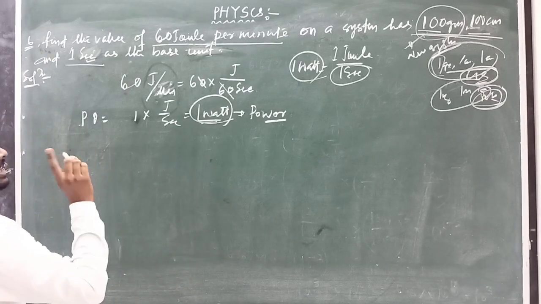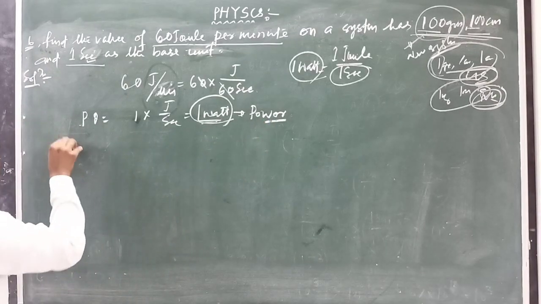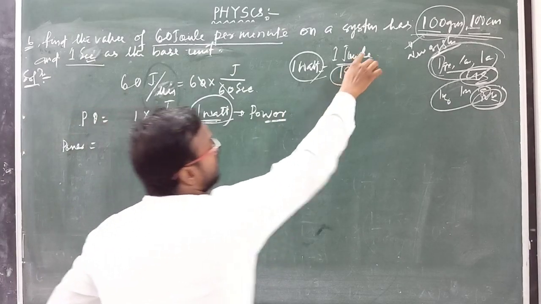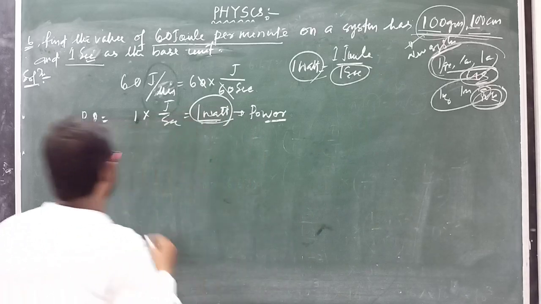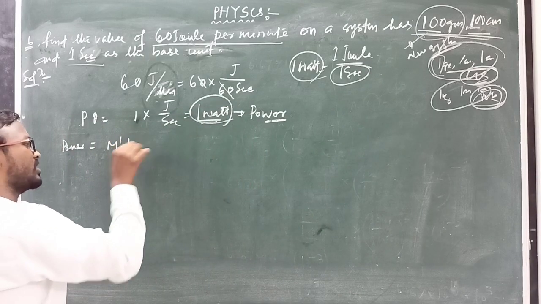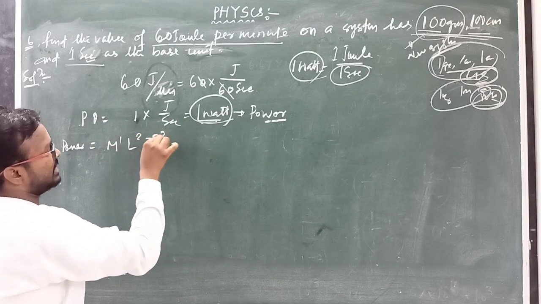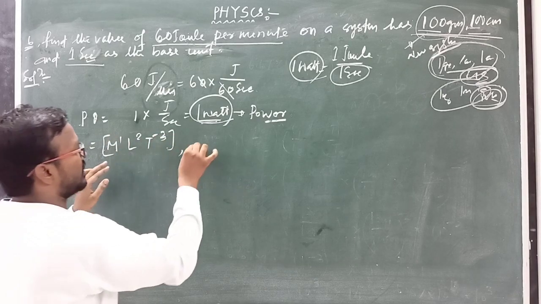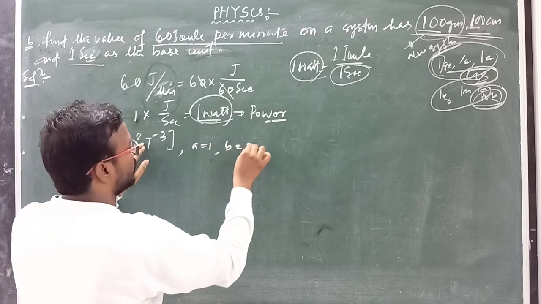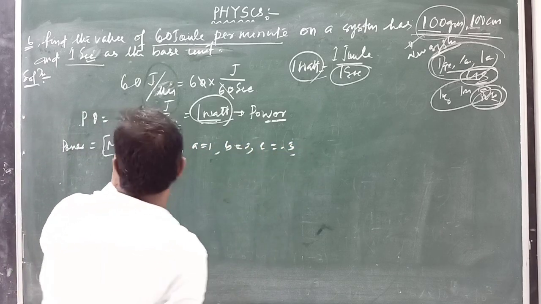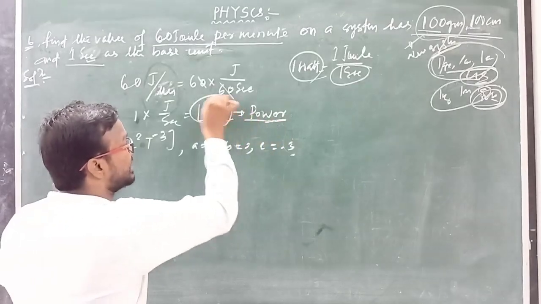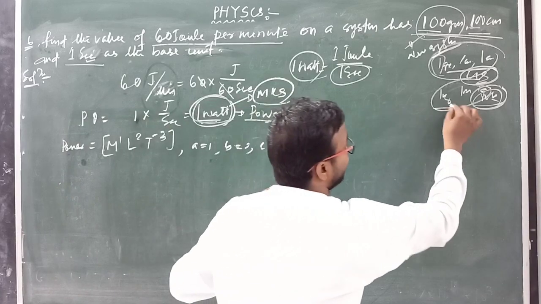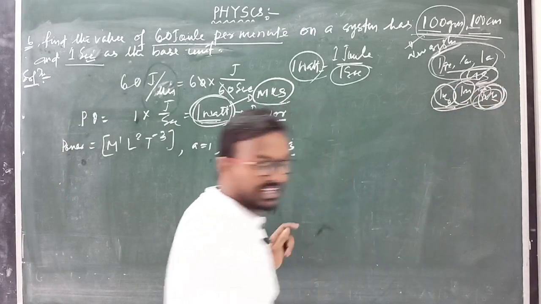So first we have to find the dimension of power. Power is equal to work by time, and work by time means time to the power minus 3. So you can write the dimension of power as M1 L2 T minus 3. Dimension is important to convert one unit. So here a equal to 1, b equal to 2 and c equal to minus 3. But joule is in the MKS system, and in the MKS system the base units are 1 kg, 1 meter, 1 second.